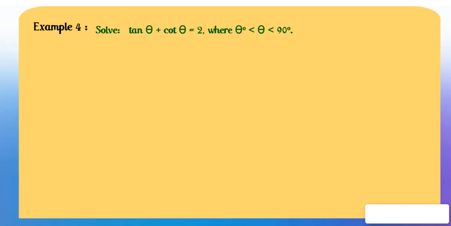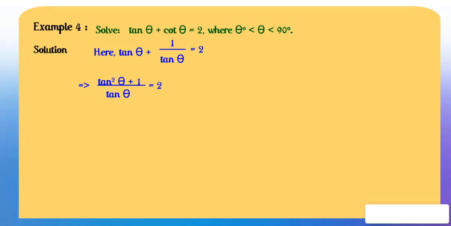Let's take the next example. Solve tan theta plus cot theta is equal to 2, where 0 degrees is less than theta is less than 90 degrees. Let's solve this. Here, tan theta plus, in place of cot theta, we can write 1 by tan theta is equal to 2. This implies, taking tan theta as denominator, in the numerator we'll have tan square theta plus 1 is equal to 2. Or, on cross multiplication we have tan square theta plus 1 is equal to 2 tan theta.